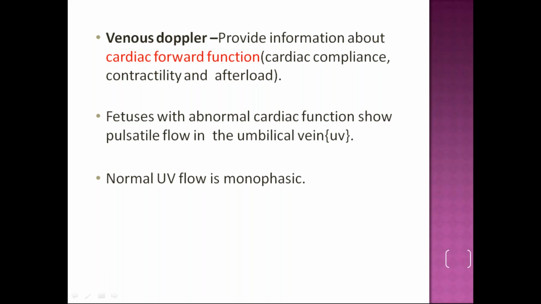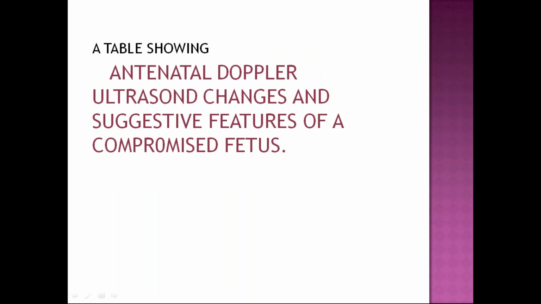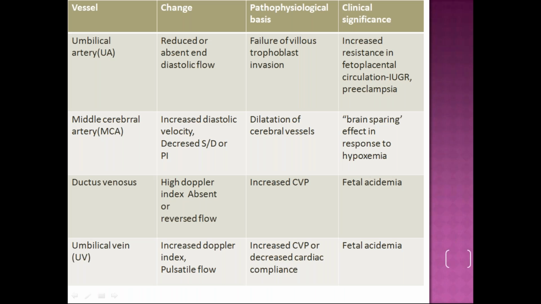These are the blood flows, the Doppler blood flow, you are going to study. For undergraduates, you have to know the systolic and diastolic normal flow, reduced diastolic flow, absent diastolic flow, and reversed flow. This is the answer. I told you we are studying four vessels: the umbilical artery and vein, the middle cerebral artery, and the ductus venosus.